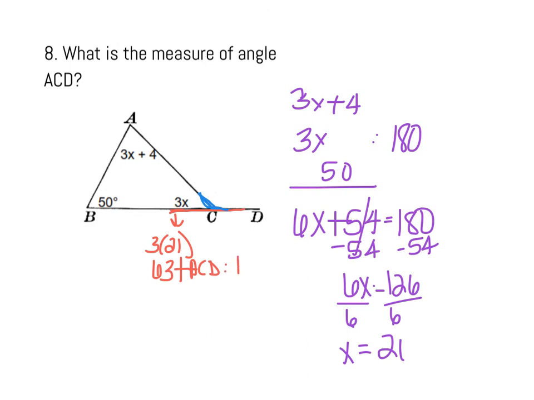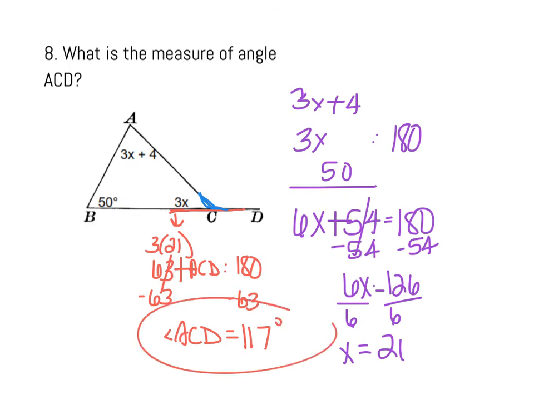So this angle 63 plus the angle ACD is on a straight line, so it equals 180. Subtract 63, and angle ACD is 117 degrees.